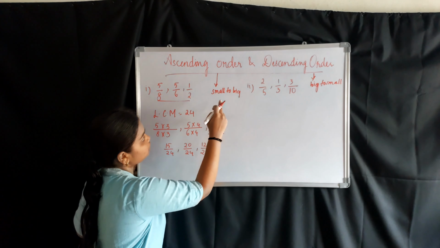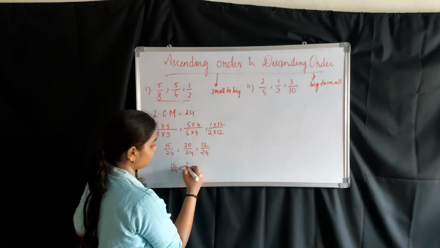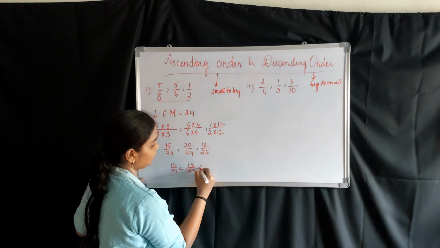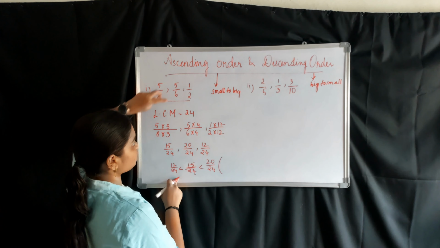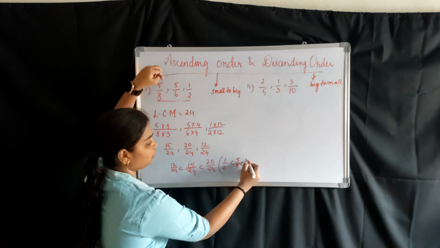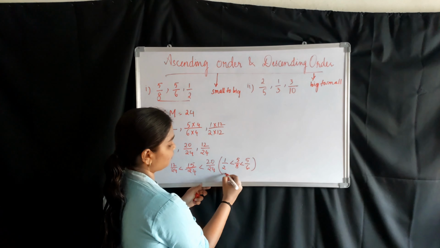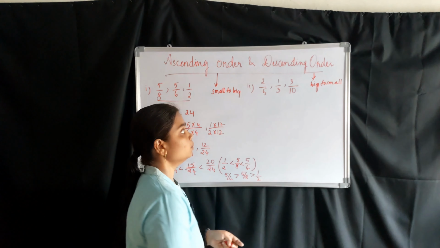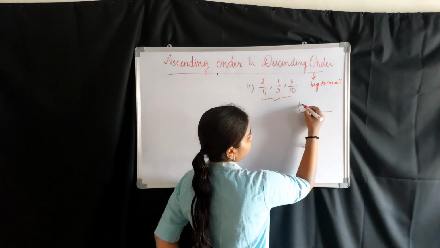So if I go with small to big, it would be 12 by 24 less than 15 by 24 and less than 20 by 24. That means in case of fractions, it would be 1 by 2 less than 5 by 8 less than 5 by 6. If I go for descending order, it would be 5 by 6 greater than 5 by 8 greater than 1 by 2.